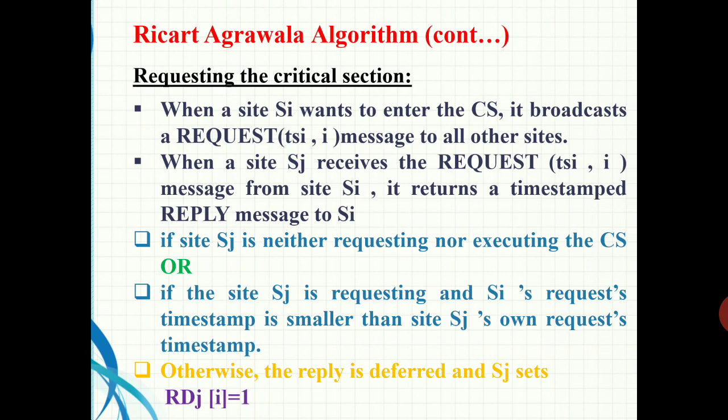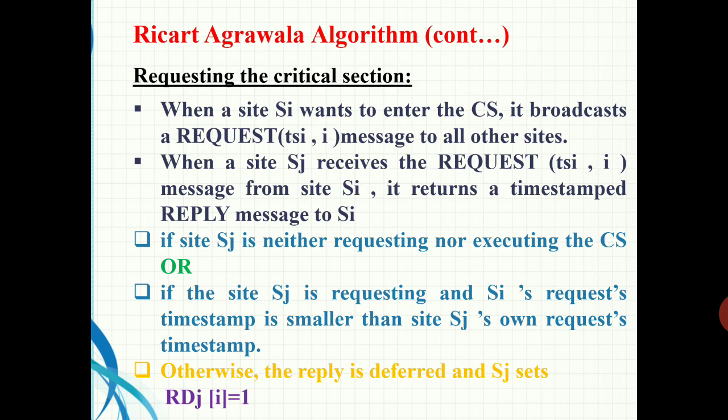If a particular site Sj receives a request message from site Si to enter the critical section, it sends a reply message only if it is neither requesting nor executing the critical section. In both cases, if Sj is requesting, it may deny the request. Also, if it is executing the critical section, it also denies the request from that particular process Si. That is the first condition.